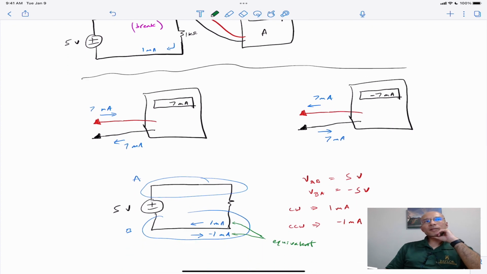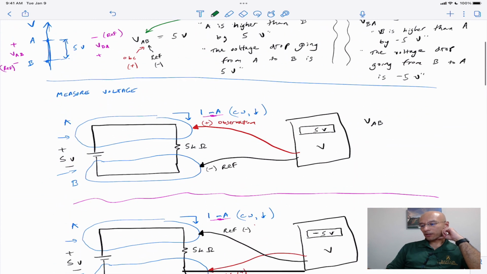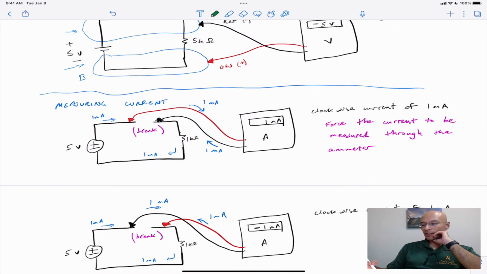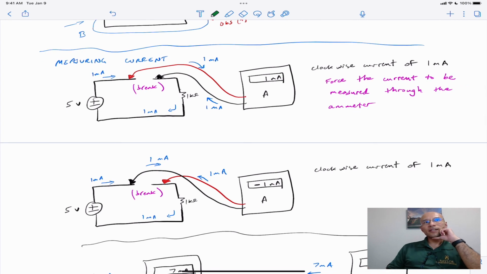Okay, so I hope that helps you understand a little bit better the measurement of voltage and current. Right, so a voltage measurement is always a measurement between 2 points, an observation point relative to a reference. And then to measure current, you have to break the circuit and you have to insert the ammeter into the circuit so that the current you want to measure passes through the ammeter. And we talked about the signs and the direction or the polarity of the measurements.